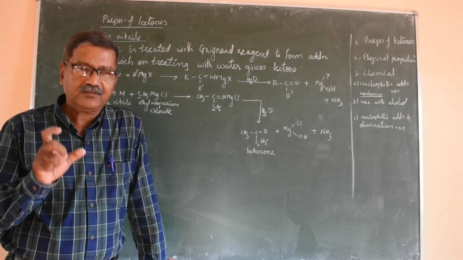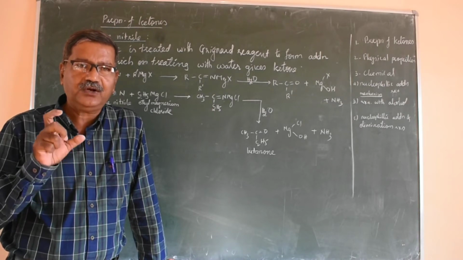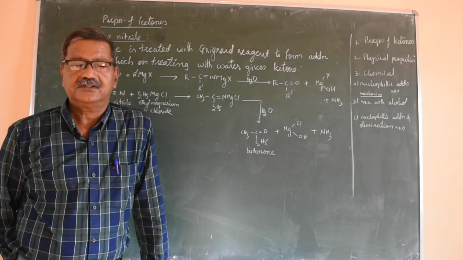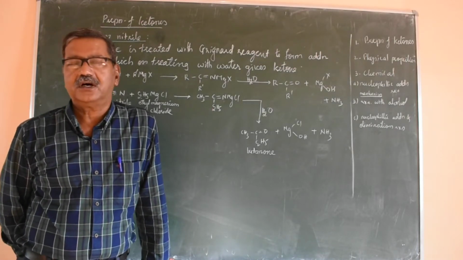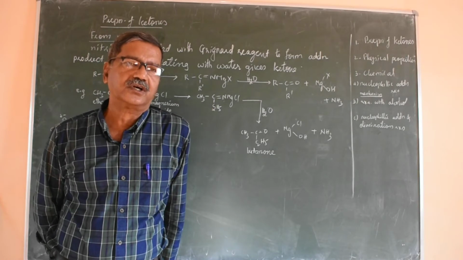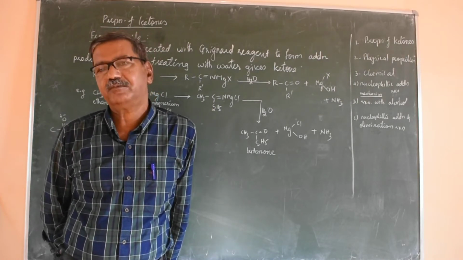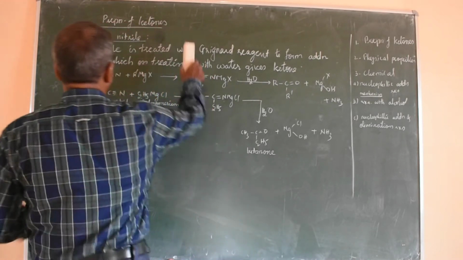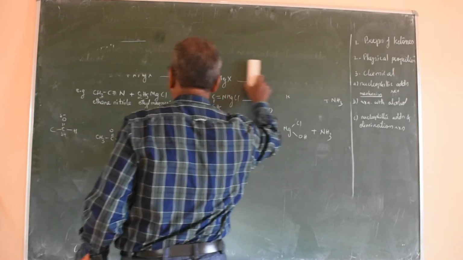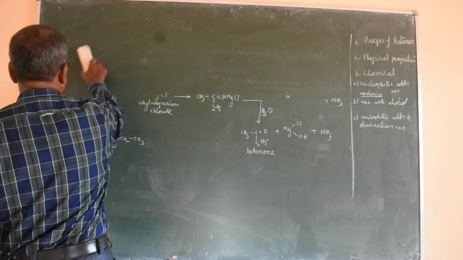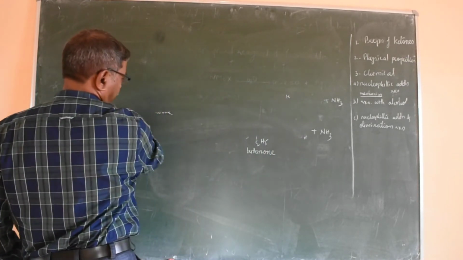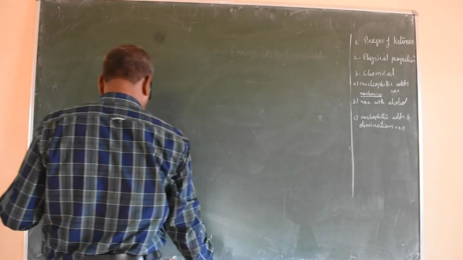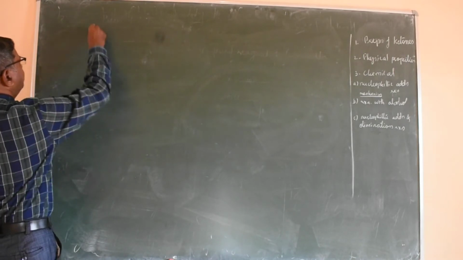As the number of carbon atoms increases, or hydrophobic character increases, solubility decreases. Aldehydes and ketones are soluble in non-polar solvents also, especially the higher members. So this is about physical properties. Remember, in physical properties two things are important: one is boiling point or melting point, and the second is solubility.